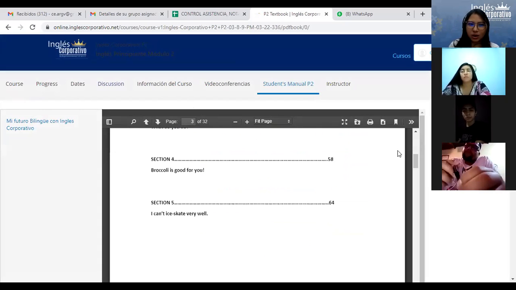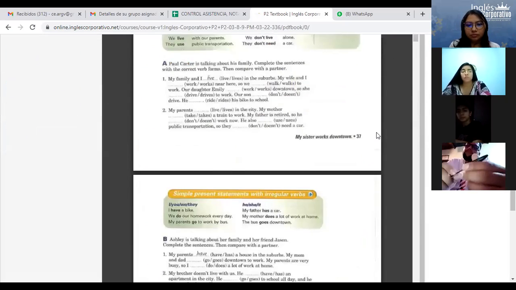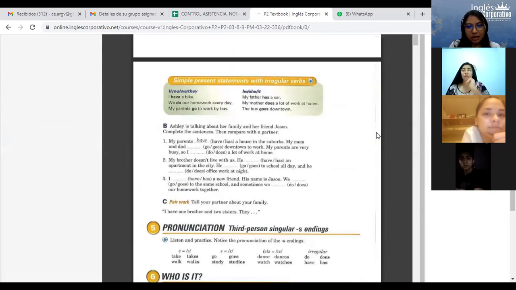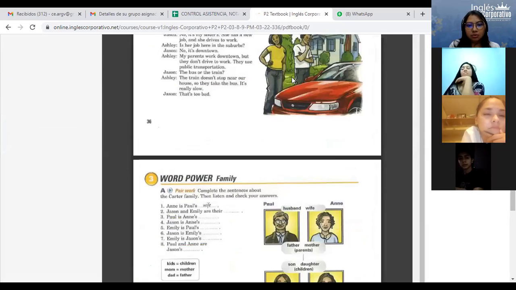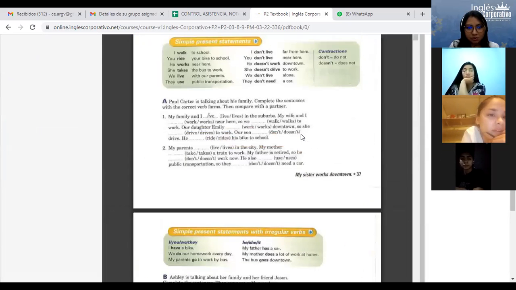¿Se acuerdan cuál era nuestra meta para el jueves? Tener completo hasta section number two. Muy bien. And let me make it bigger. A ver. No, aquí está. It's right here. Aquí, miren.